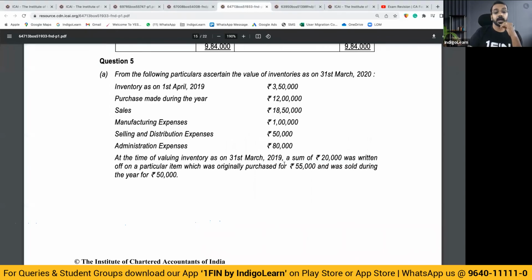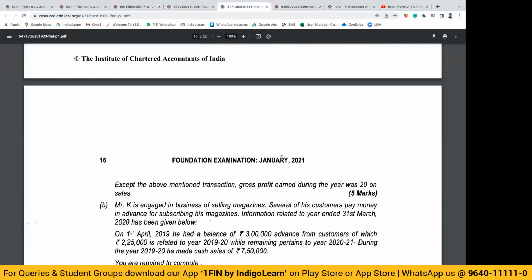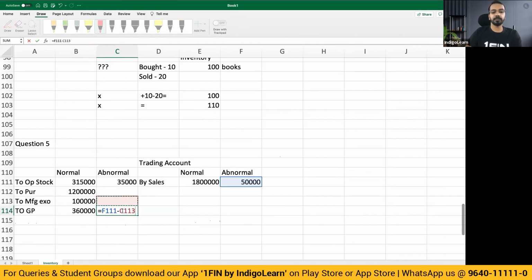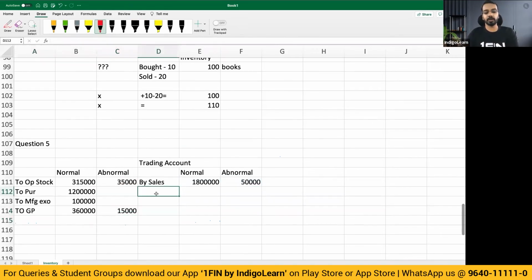What does the question say? Gross profit is normally 20% on sales. So on normal items, whatever the sales are, it is 20%. That is 3,60,000. Here it will be 50 minus 35, 15,000. So how much is the balancing figure, closing stock? You do the total here and you do the total here. The difference, that is 1,75,000, is your closing stock.